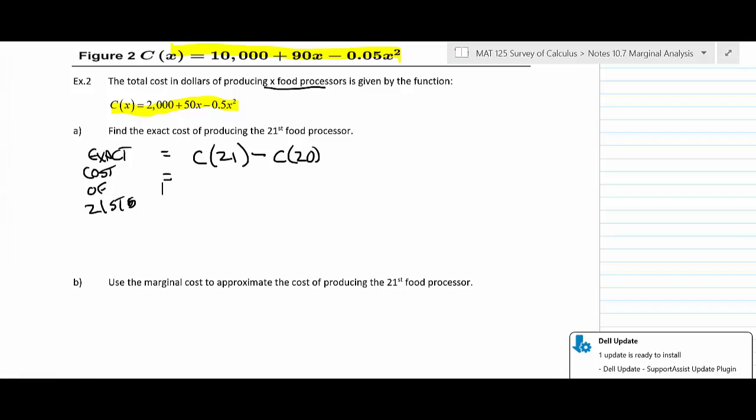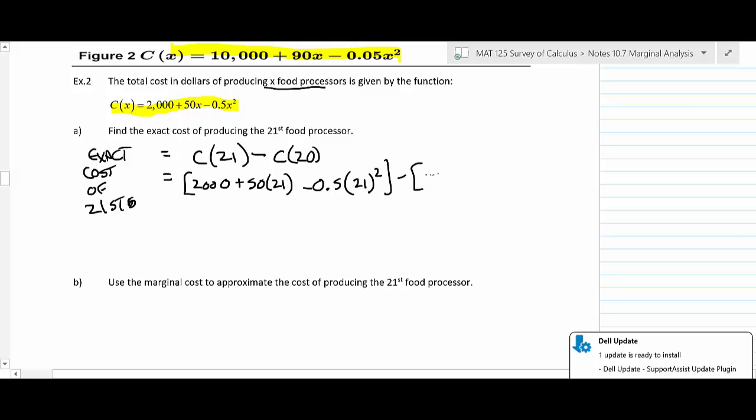So let's do that one more time here. I'm just going to do 2,000 plus 50 times 21, and then minus 0.5 times 21 squared. You can go ahead and do that on your calculator if you want to. Then I'm going to do the C of 20, which is going to be 2,000 plus 50 times 20, and then minus 0.5 times 20 squared. You can do that in one or two steps on the calculator. I'm just going to do that on this calculator because I can see it better, and you can do this with me to check my arithmetic if you want to.